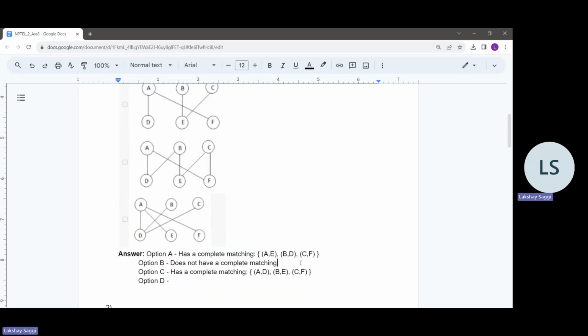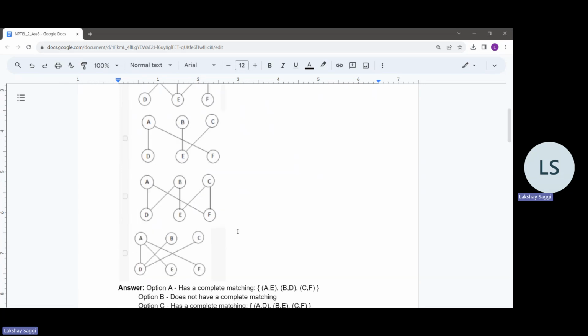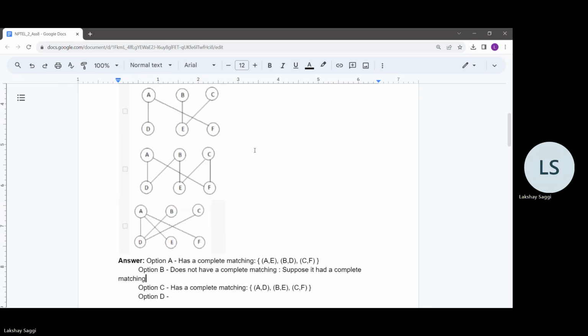So maybe I should now just write down the reason for option B, like why does option B not have a complete matching? Suppose it had a complete matching. Then basically vertices B and C should also be covered by the matching. Matched by the matching or covered by the matching, we can say anything, it's just notation. So vertices B and C should also be covered by the matching.